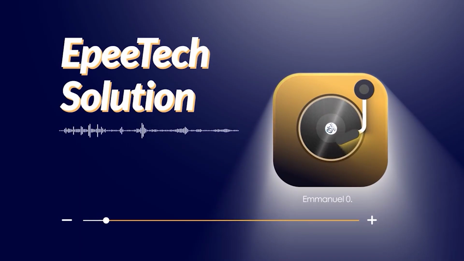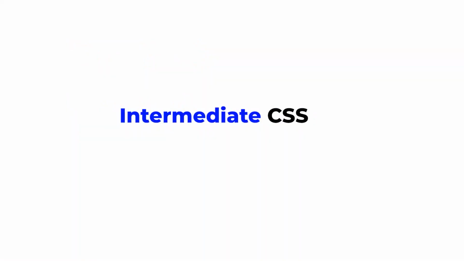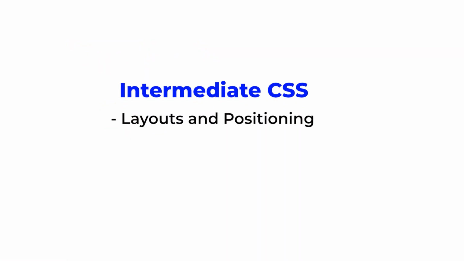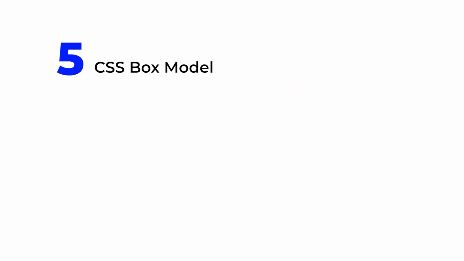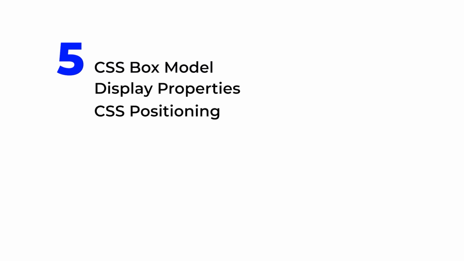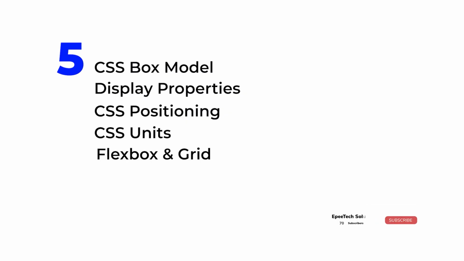On this video, we'll be looking at intermediate CSS. When we talk about intermediate CSS, we are referring to the layouts and positioning of our HTML and CSS, how it looks in the web page, right? And this intermediate CSS is basically grouped into 5. We have the CSS Box Model, the display properties, CSS Positioning, CSS Units, and lastly Flexbox and Grid.